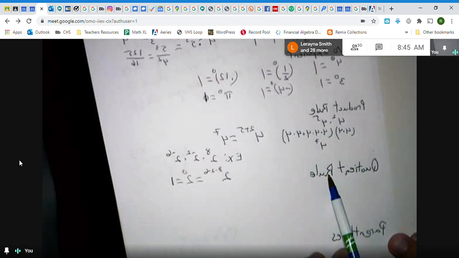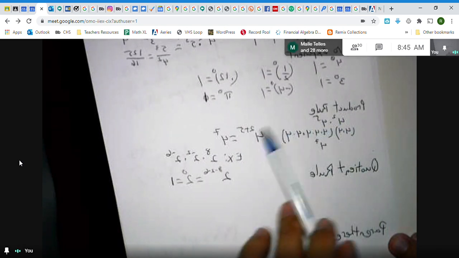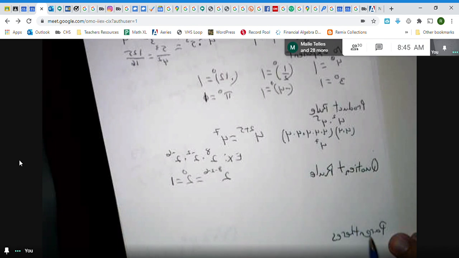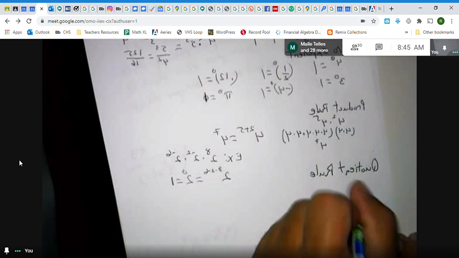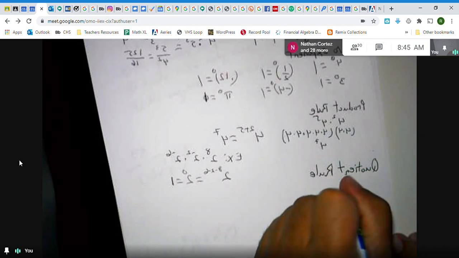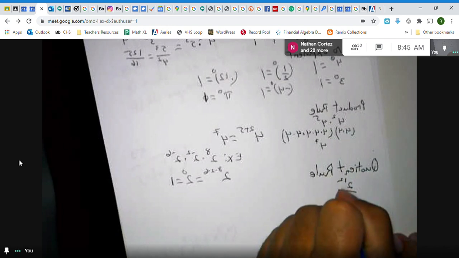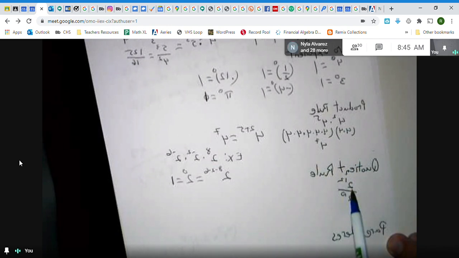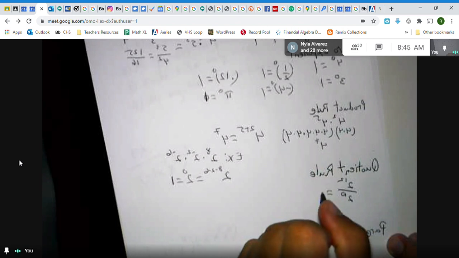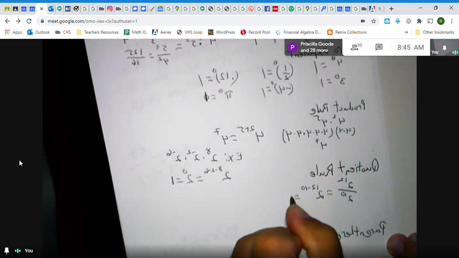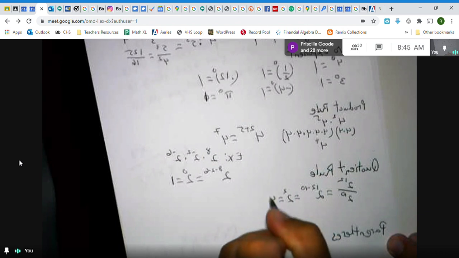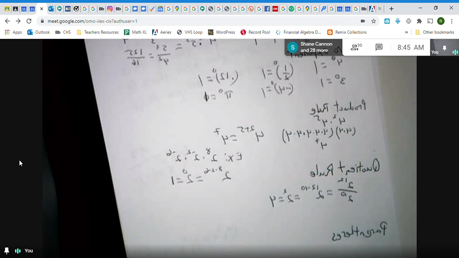Okay, the quotient rule. If the product rule is adding, the quotient rule is subtracting. 2 to the 12th over 2 to the 10th. These are the same bases, which means I can subtract. My answer is 2 squared, which is 4. You can try this on your calculator. You can go 2 to the 12th divided by 2 to the 10th, and you're going to get 4.